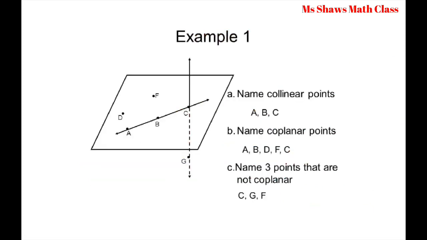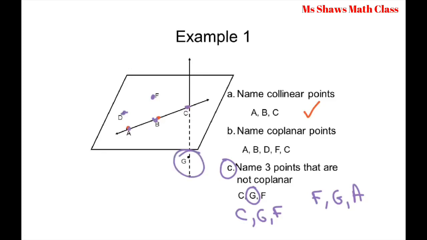All right, here's an example. We want to name 3 colinear points: A, B, and C. They lie on the same line, and they have the same slope, and there's 3 of them. Coplanar points, we can do A, B, C, D, and F. They lie on the same plane. And then on this one, name 3 points that are not coplanar. We have to pick G. In this case, they did C, G, and F. Or you could do F, G, and A. All of those are not coplanar because of this G that's outside the plane.